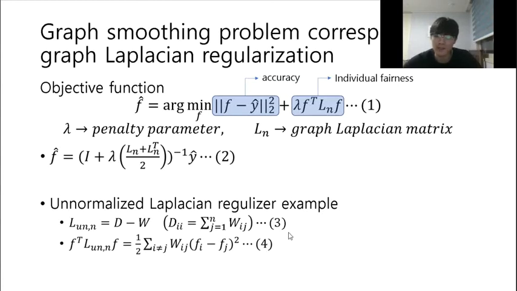And if we assume the graph Laplacian matrix is a function of the adjacency matrix as in equation 3, equation 4 says that to minimize F transpose L F, Fi and Fj will become small when Wij is 1, that means i and j are similar. So we can see this objective function will be locally individually fair. This will be proved later.